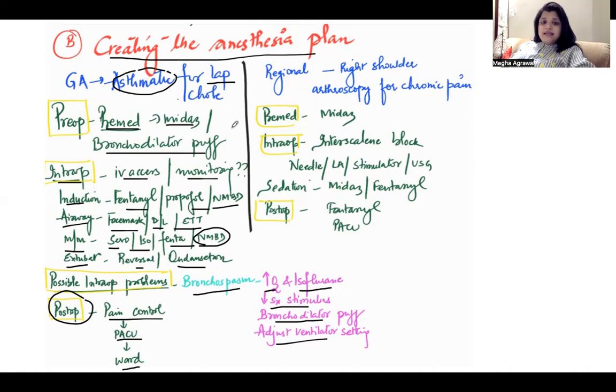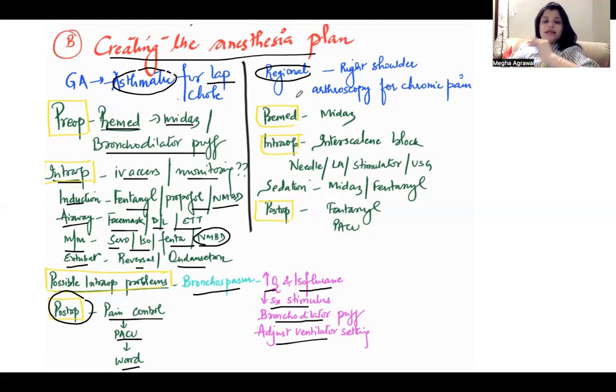And in the second scenario, if you want to give the patient regional anesthesia for right shoulder arthroscopy for chronic pain. Now it's a right shoulder arthroscopy. So you want to give regional. So you want to give an interscalene block. There are various blocks. So to block the brachial plexus, you all know that the brachial plexus supplies the arm.